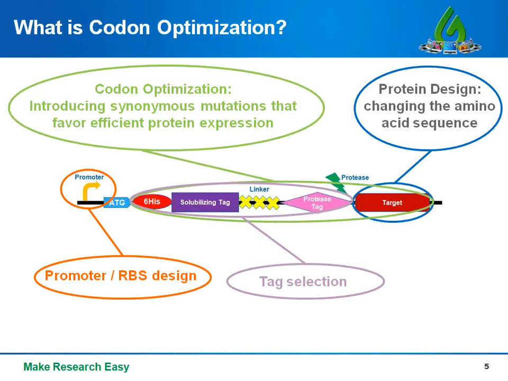Our first topic today is going to be codon optimization. We can define this as introducing synonymous mutations that favor efficient soluble protein expression. Codon optimization is different from protein design because codon optimization only changes the nucleotide sequence, but not the amino acid sequence. Codon optimization can be performed across the entire nucleotide sequence that will be translated into protein. So that can include your tags as well as your target protein.